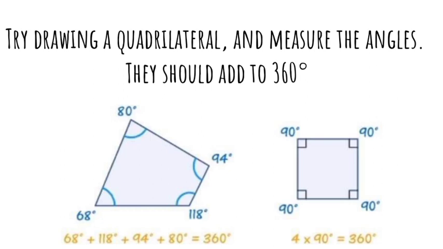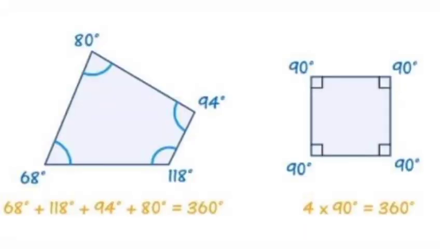Try to draw a quadrilateral and measure the angles. It should add to 360 degrees. After you drew it, it should look like this. 68 degrees plus 118 degrees plus 94 degrees plus 80 degrees is equal to 360 degrees. 4 multiplied by 90 degrees is also equal to 360 degrees.